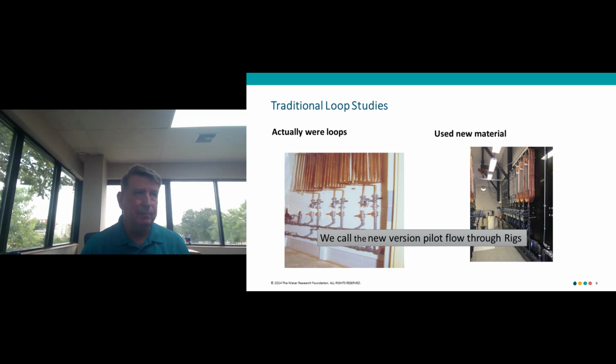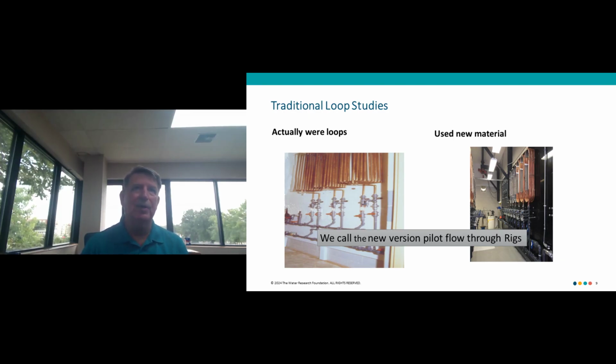And of course, the design chapter especially does not apply, but much of the other ones do. I always like to say we try not to call them loop studies, although we all fall into calling these loop studies. Loop studies came from the very early document in the 90s, and that AWRF document I talked about were actually loops, as you see a couple pictures here. And that's the way they were set up.